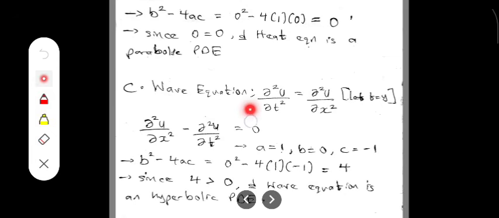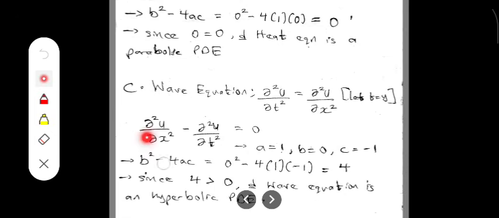And for the third one, the wave equation, the formula is: the equation of a wave is del square u over del t square equals del square u over del x square. Now we'll also consider t as y. If we arrange it in this format, we have del square u over del x square minus del square u over del t square equals 0.